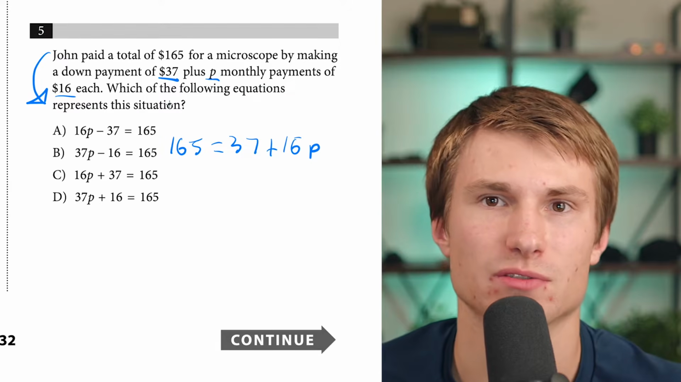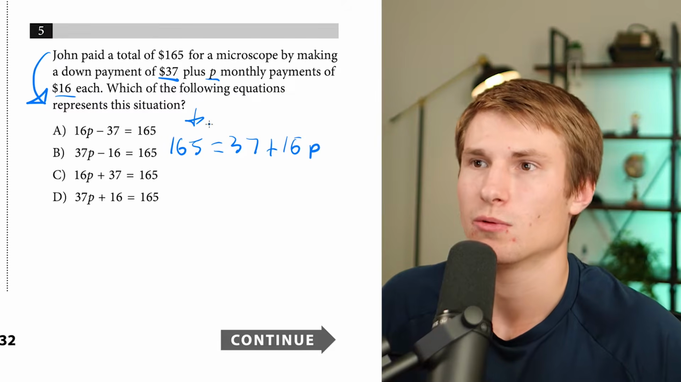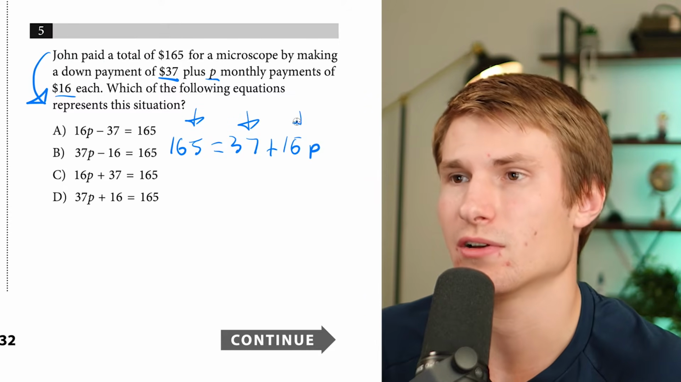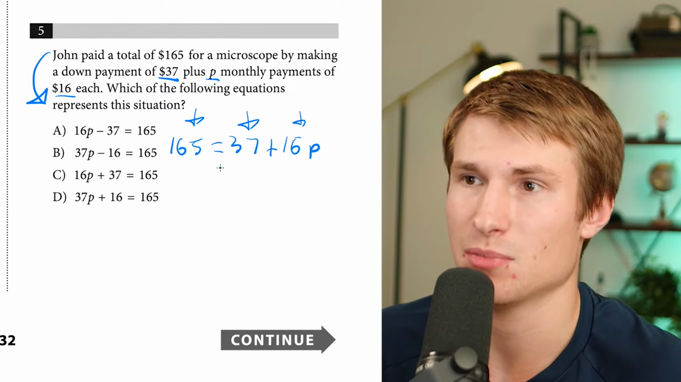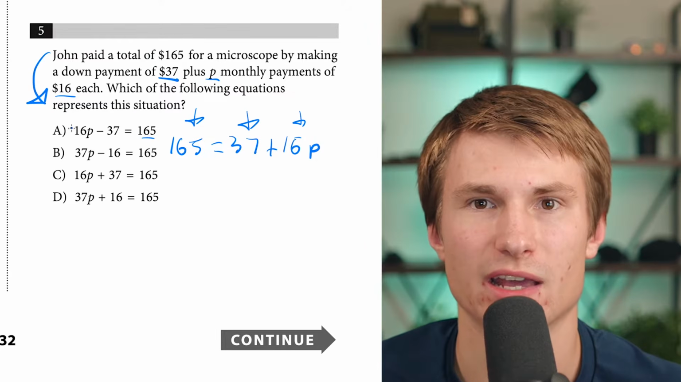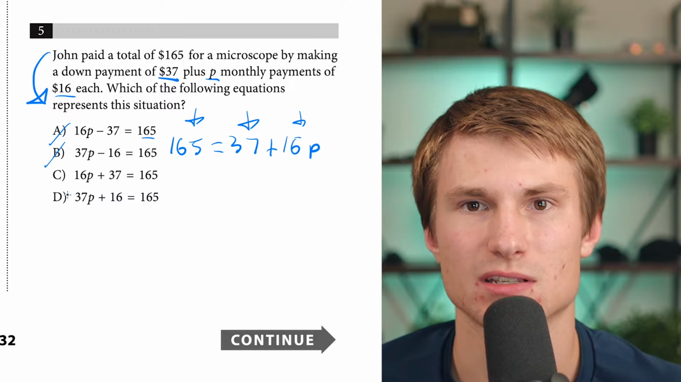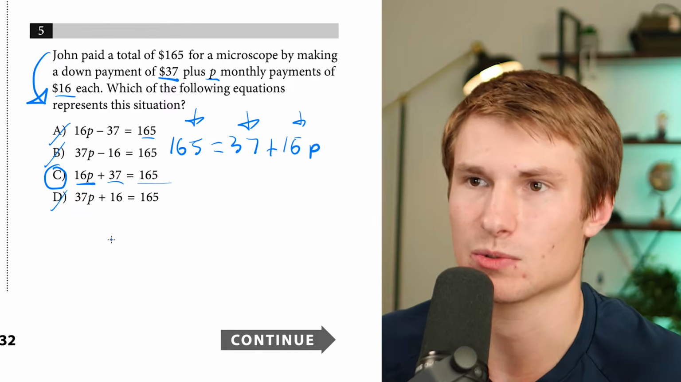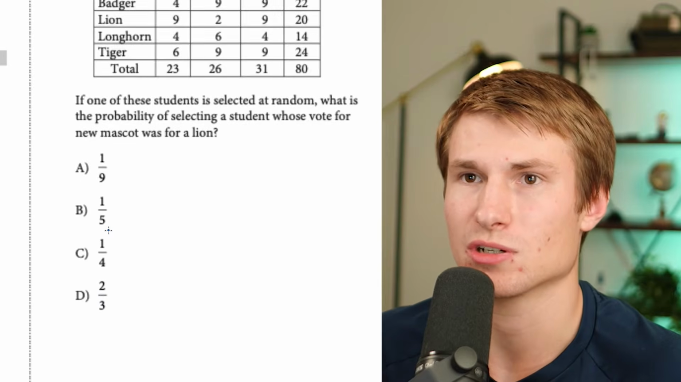In this case, we're asked which of the following equations represents the situation. We know he's got total cost 165, the one-time payment or down payment 37, and then $16 for every payment P. So if we look at our options, we've all got the 165. Some of these have minus 37, but that 37 should be plus. It's not a plus 16. That 16 should be attached to the P. We got plus 37 equals 165. Moving on to question number 6.